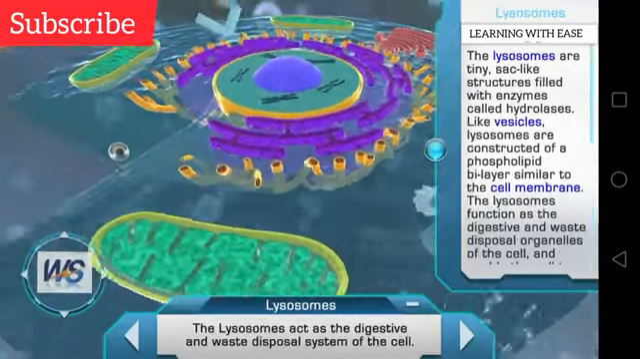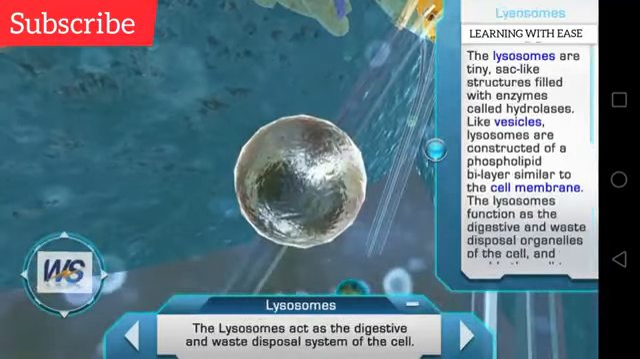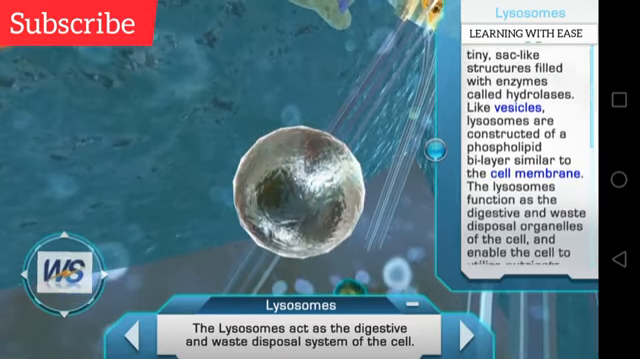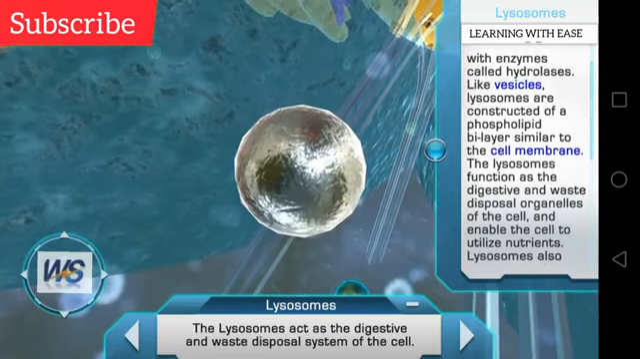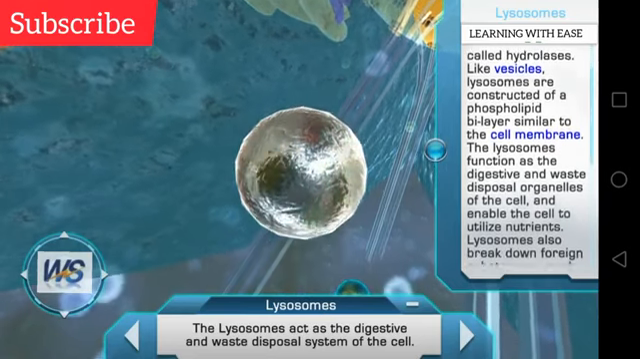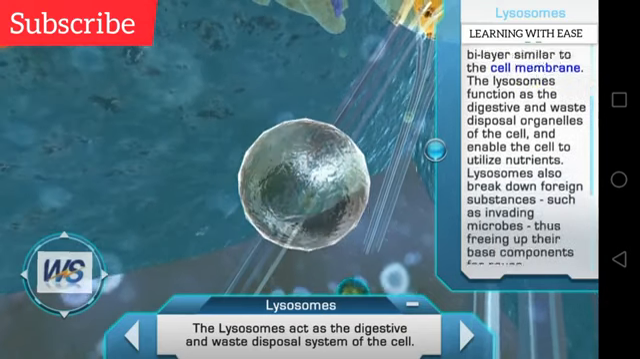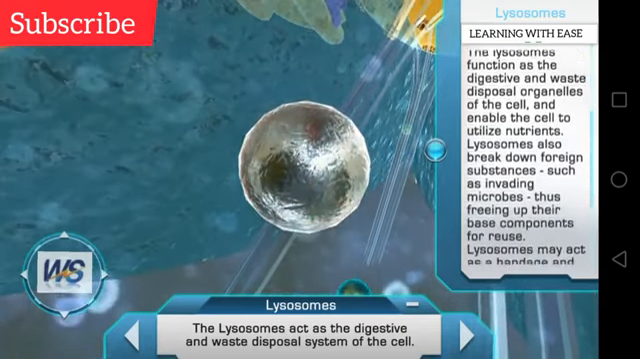The lysosomes are tiny sac-like structures filled with enzymes called hydrolases. Like vesicles, lysosomes are constructed of a phospholipid bilayer similar to the cell membrane. The lysosomes function as the digestive and waste disposal organelles of the cell, and enable the cell to utilize nutrients.